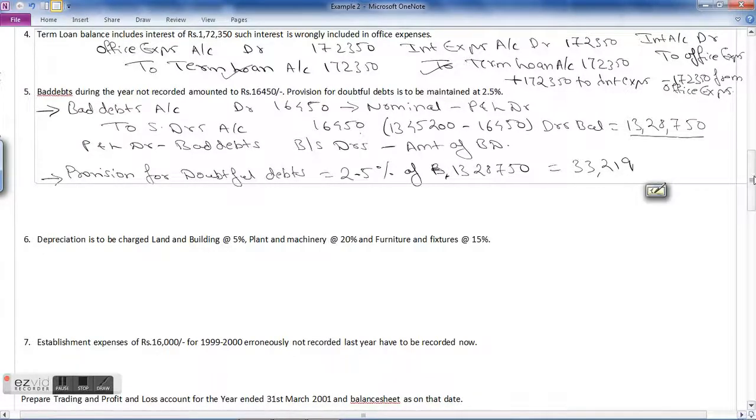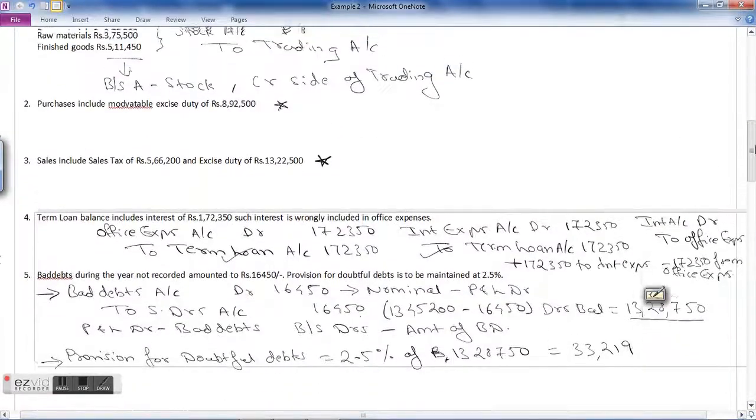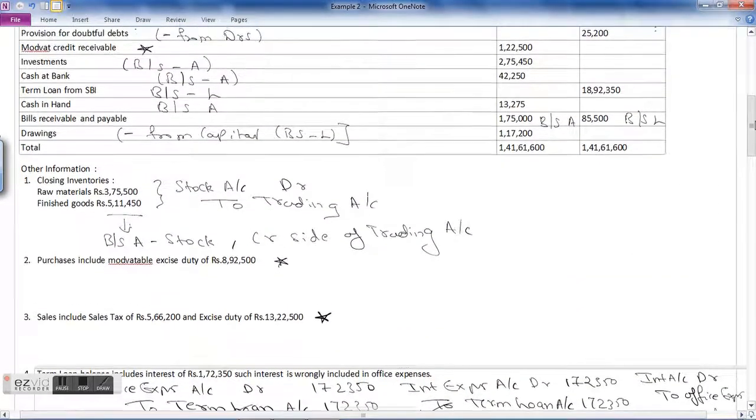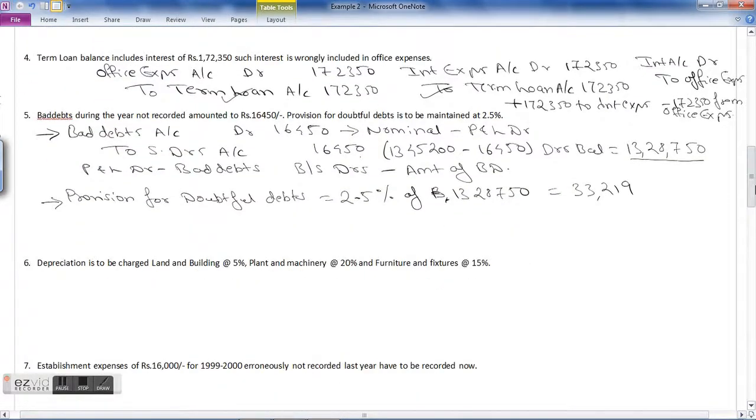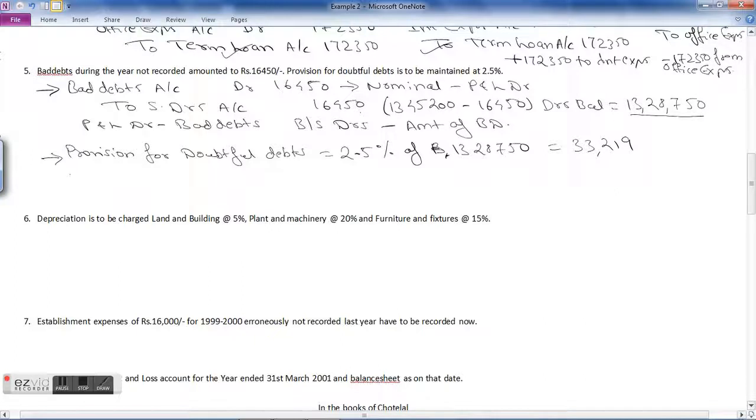Now if you see the trial balance, we had come across one entry for the provision. There was some balance in the provision. You can see it here, the provision for doubtful debt. The balance was 25,200. Now the provision is set to be 33,219. So 25,200 is already provided for in the balance sheet. So what is the difference? 8019. 8019 is the additional provision which needs to be made in the balance sheet.